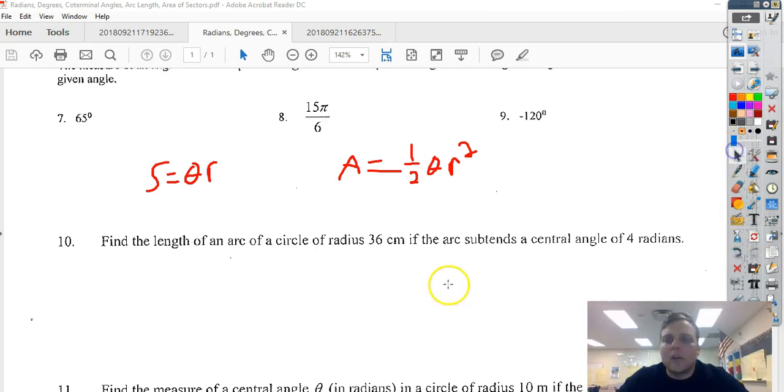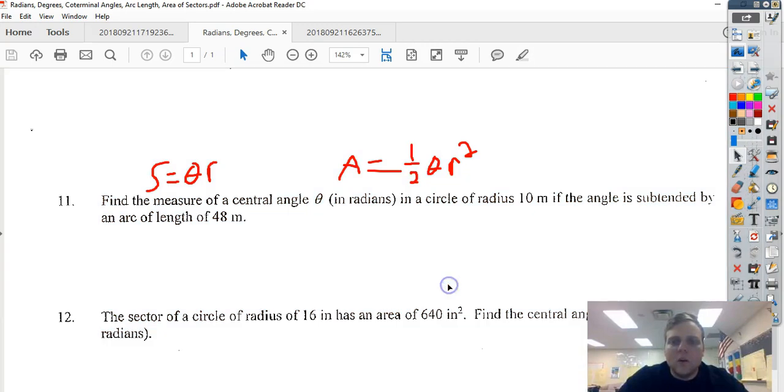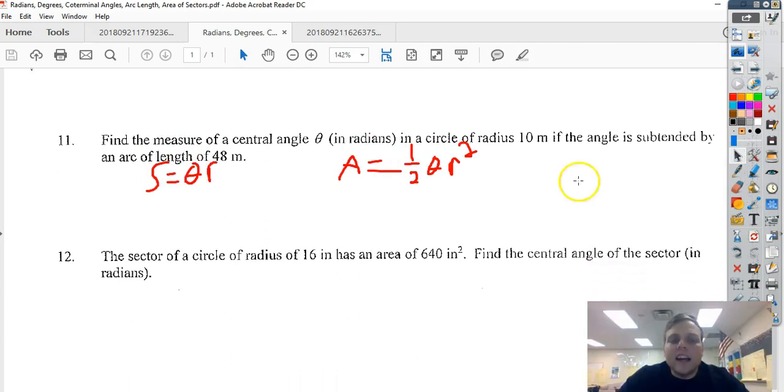So I'm actually going to work out one of the more challenging ones with you. Alright? Let's do number 11. Even though none of these are crazy. Well, let's do number 12 together. The sector of a circle radius of 16. So they just told us something. That said radius of 16, so we should be cataloging this away as r equals 16, has an area of 640 inches squared. So the area of a sector is 640.